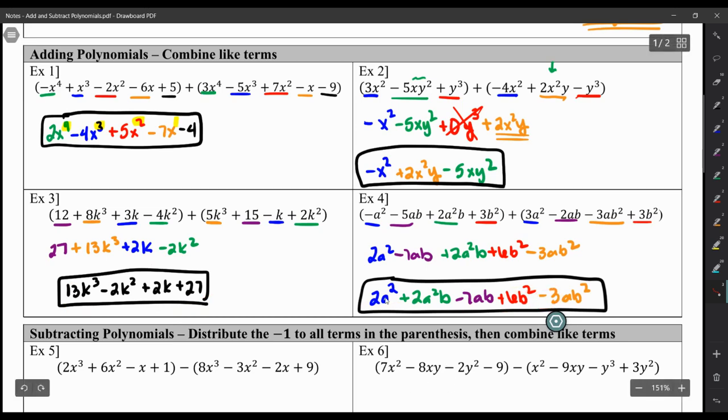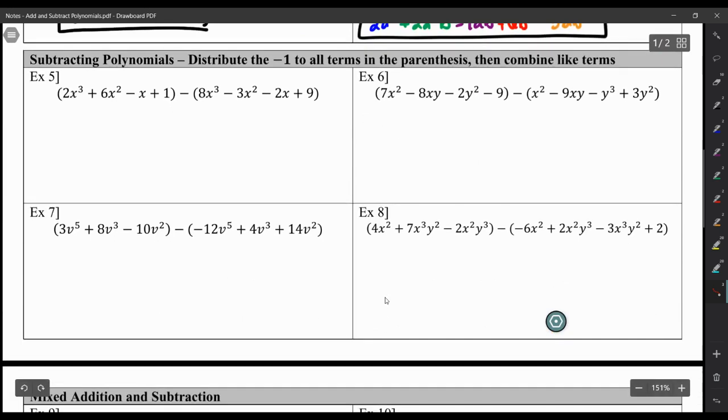Now let's look at subtraction. So subtracting polynomials is exactly the same thing as adding polynomials. It's just you have to remember that multiplying a -1 actually changes things. So if we look at example 5, 2x to the third plus 6x squared minus x plus 1 minus the entire polynomial 8x to the third minus 3x squared minus 2x plus 9.